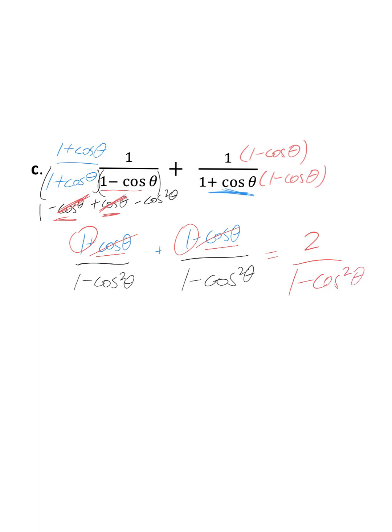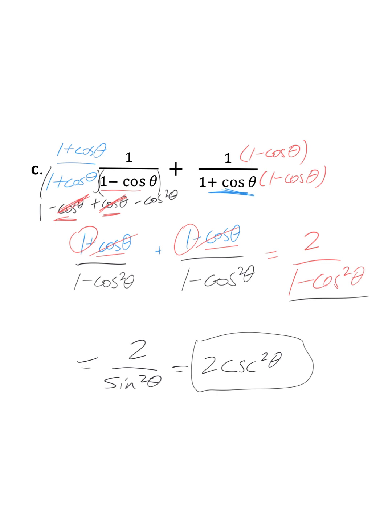Hopefully by this point you are recognizing that 1 minus cosine squared is one of the Pythag identities. So this is right now equal to 2 over sine squared theta. And I hate leaving things at the bottom of a fraction like that. So you can think of this as 2 cosecant squared theta. Okay, and that's just using the reciprocal identity we've seen before. Okay, so again, these denominators look super complicated, but once you make them common and you can combine the pieces, it becomes a lot better to work with.